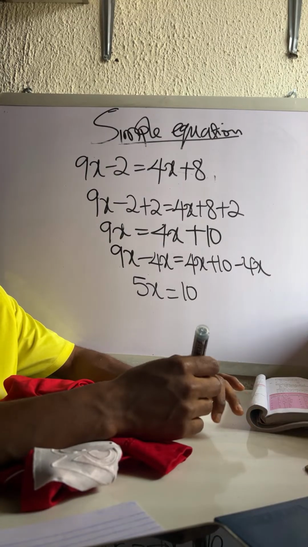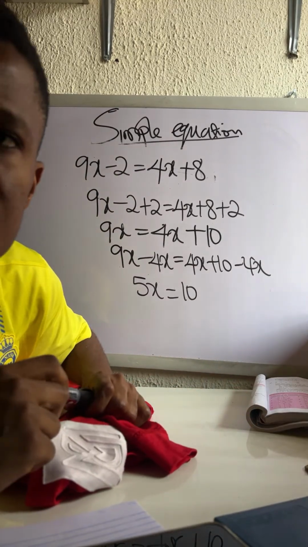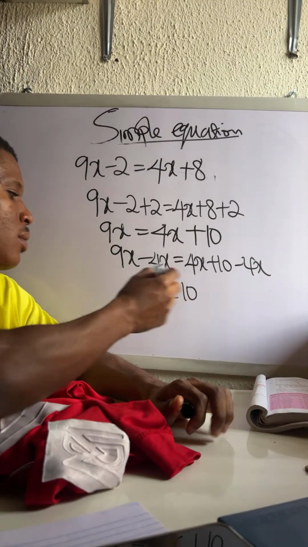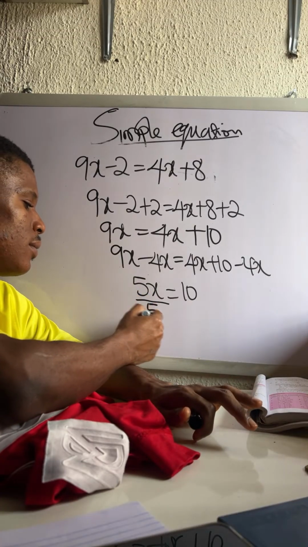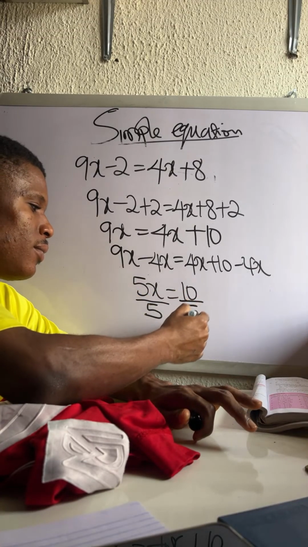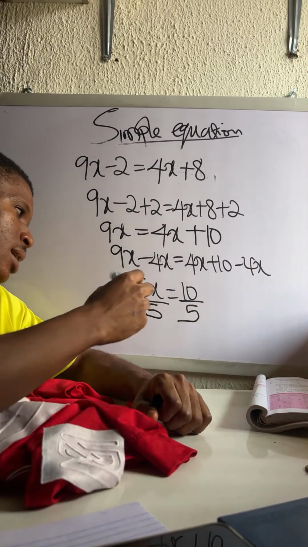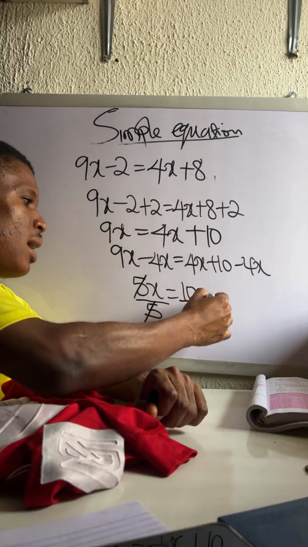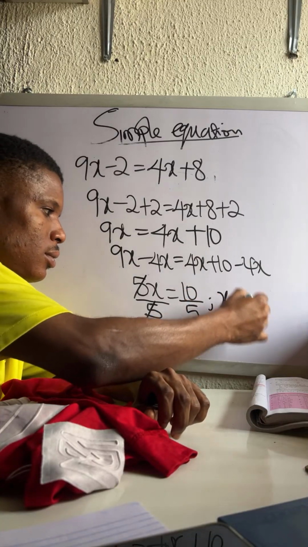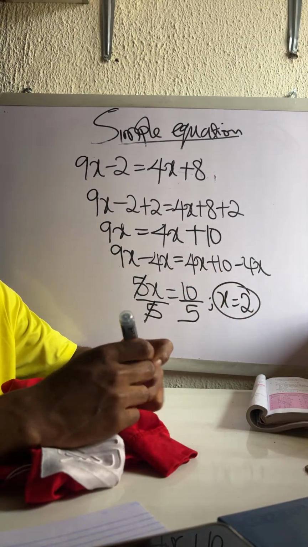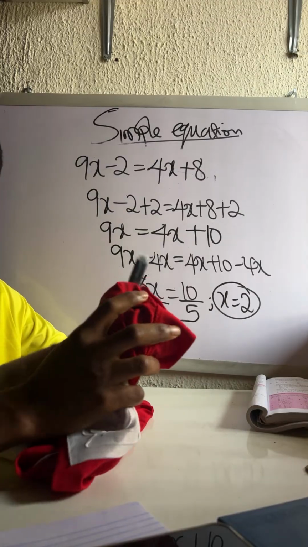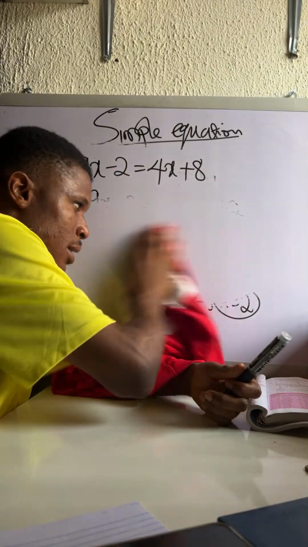For you to get the value of x, this is very simple. You have to divide through by the coefficient 5 on both sides. If you divide both sides by 5, what do you get at last? You'll have x equal to what? 2. So x is equal to 2. So clap for yourself if you got the answer right.